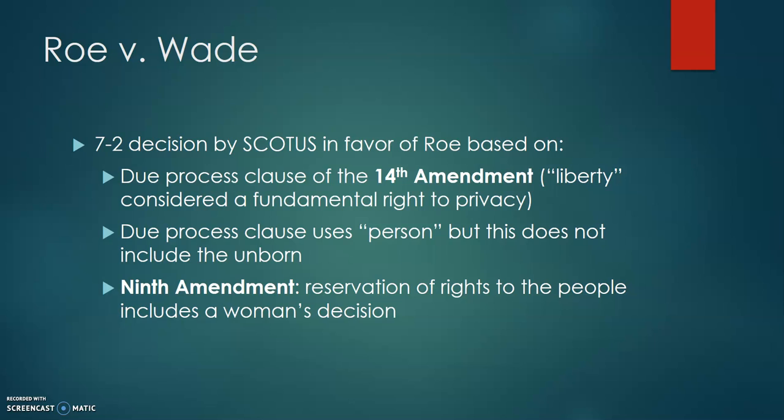And then we also have Roe v. Wade, one of the more controversial decisions deliberated, coming down in a 7-2 decision in 1973 in favor of Roe. And basically, this is going to be based on the Due Process Clause of the 14th Amendment with respect to liberty, and it's going to be considered a fundamental right to privacy. Interestingly enough, the Due Process Clause is going to use the word person, but keep in mind that the Supreme Court is going to determine that this does not include the unborn.